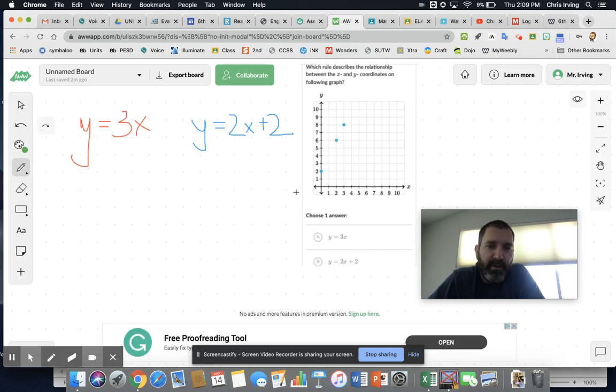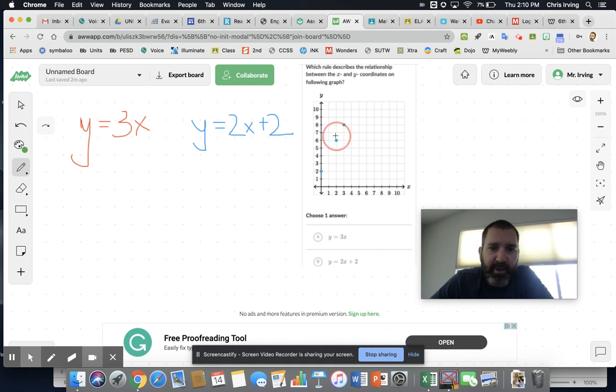All right. So we see a problem like this, and it says, which rule describes the relationship between the x and y coordinates on the following graph? In other words, which of these two equations matches this graph? That's all it's asking. And the way we do that is we simply substitute our values for x and our values for y that are given to us by this graph. So I could take any one of these points right here and substitute over here in these two equations and see if it actually holds true.